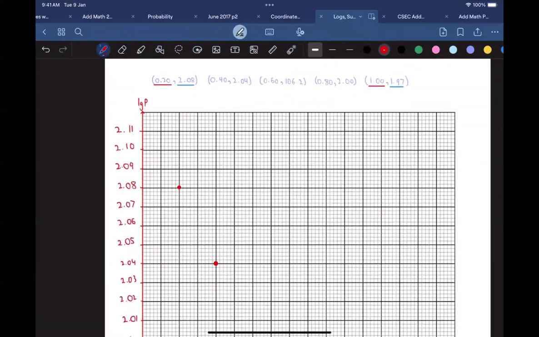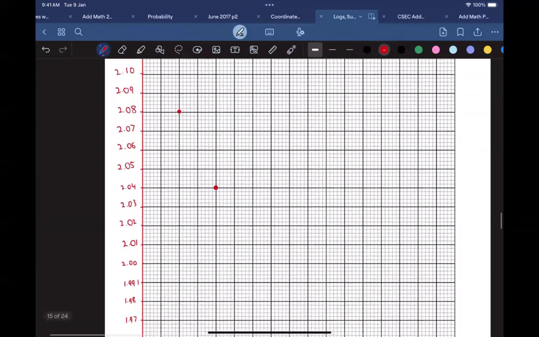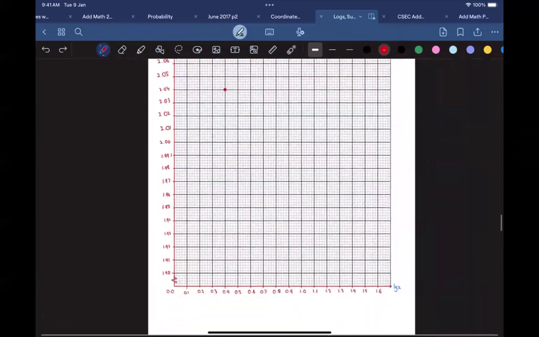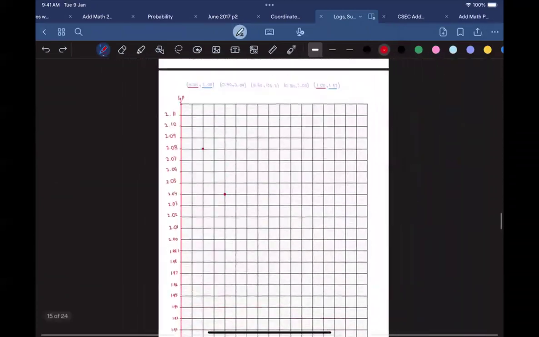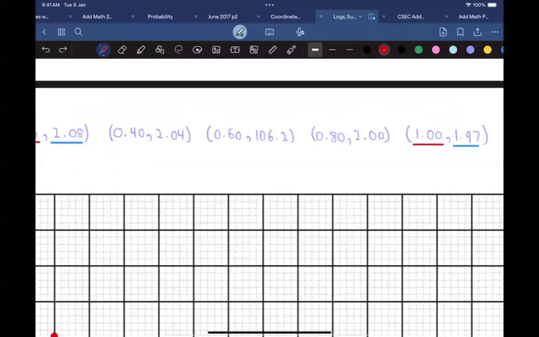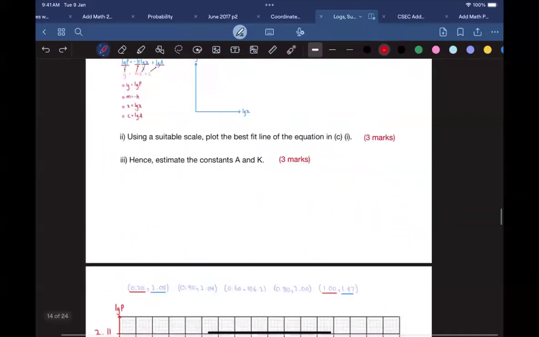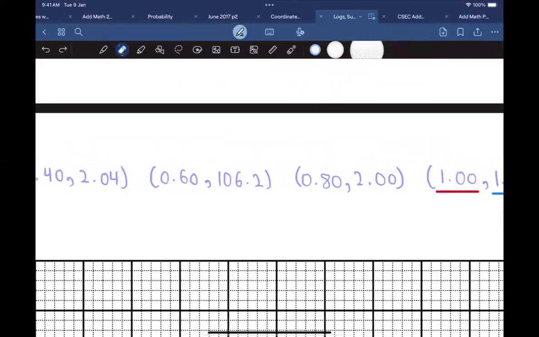Good point. 2.00. Wait, next one here. So we just plot this one on this one. So what's the next one? Okay, so it could be 106.2. Wait, 106.2? What? I was confused. That would be 2.02.